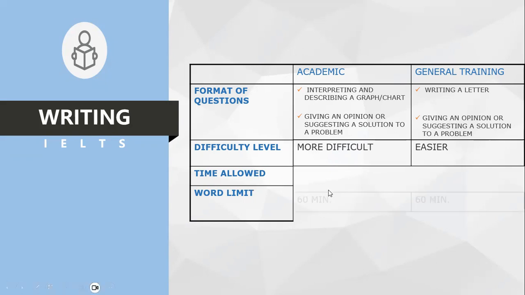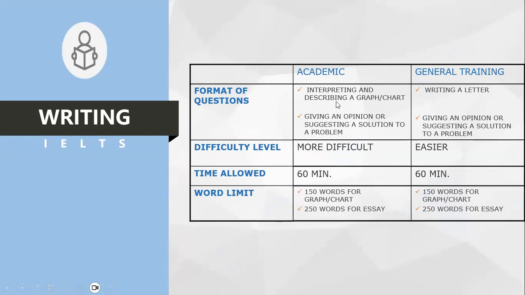And the time is going to be the same, 60 minutes. There is no difference. When it comes to the word limit, here you are required to write a specific number of words or more. For example, in the first task, as we said in the academic, you're going to write 150 words. The same for the letter, 150 words. But in the second essay, which is the longest essay, you're going to write 250 words for each. It's either in the academic or in the general test.